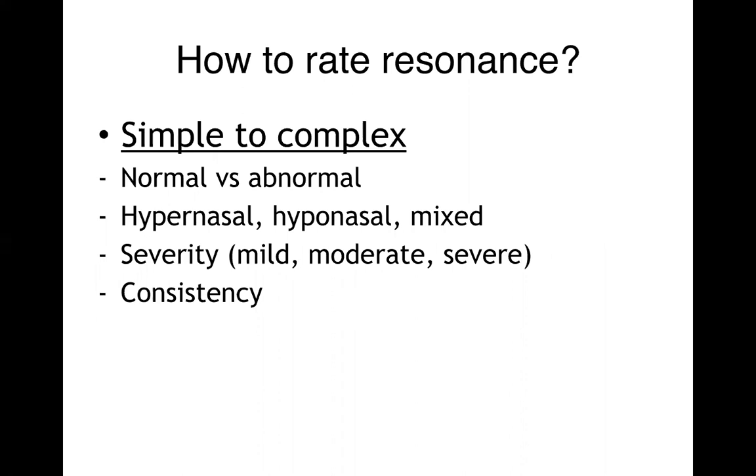But here's the big question that we all want to ask then: how do we rate it? And in terms of rating resonance, we can actually rate it in a very simple way or in a more complex way. So for example, we could basically just say in a very simple way, it's normal or it's abnormal. Or we could get into a little bit more detail, where we could say, yes, it's abnormal and it's hyper, or it's hypo, or it's mixed. We could go to another level again, where we could say, yes, it's abnormal and it's hyper, and it's either mild or moderate or severe.